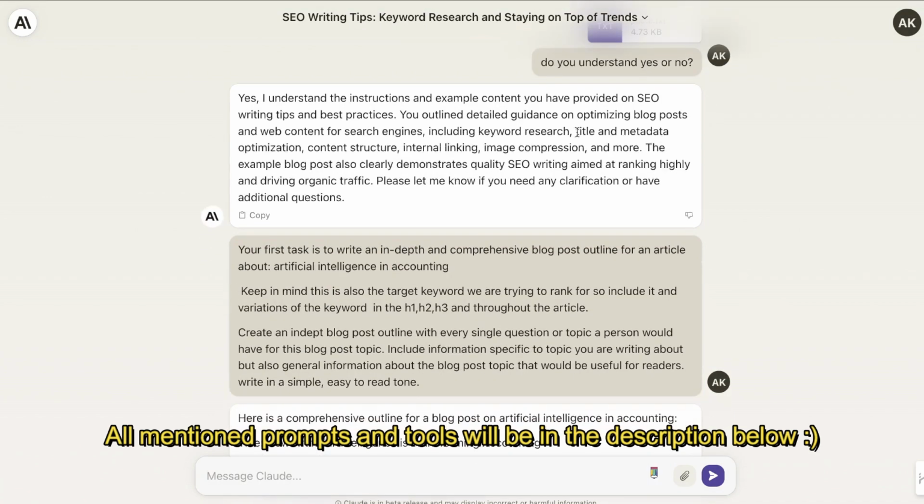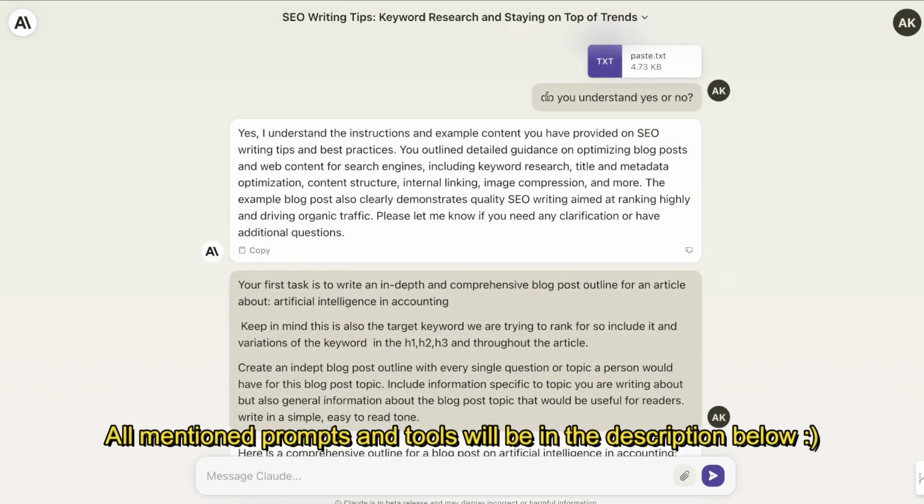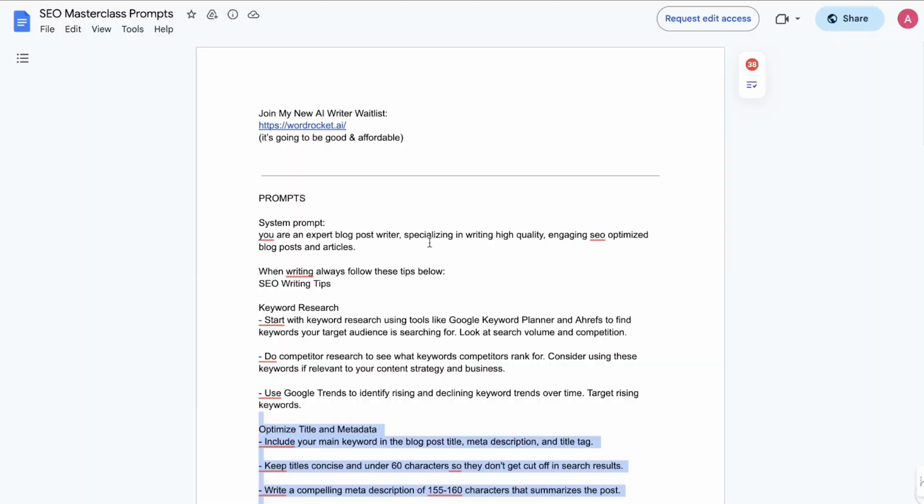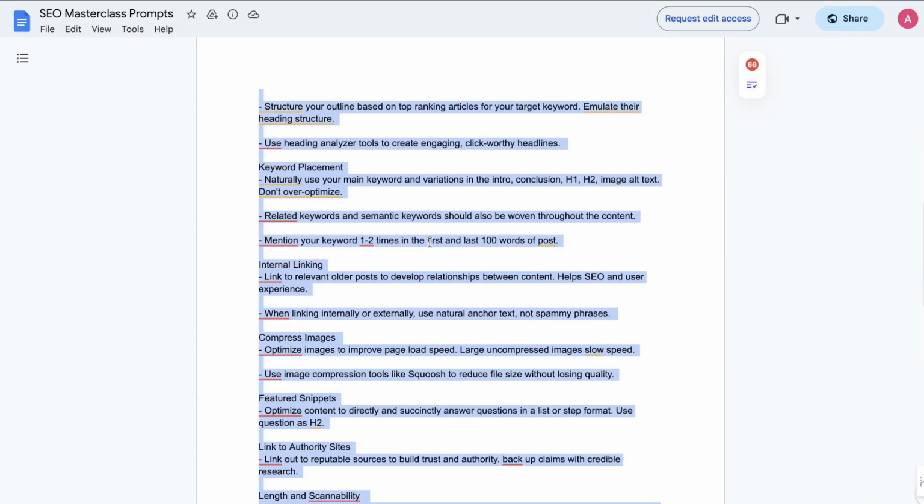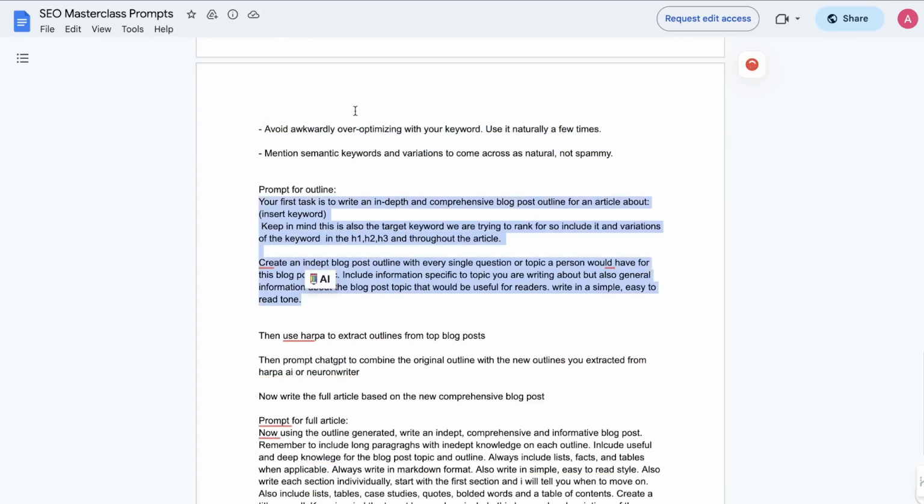So what I did was I just essentially pasted in the content here, right? And then I asked Claude, do you understand, yes or no? And then it said, yes, it understood. And then I continued with prompting the article. So then after I primed the AI by entering the system prompts, I then went ahead and generated an outline using my prompt for outlines.